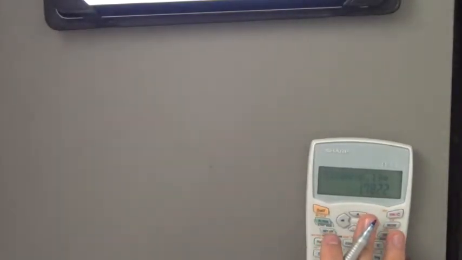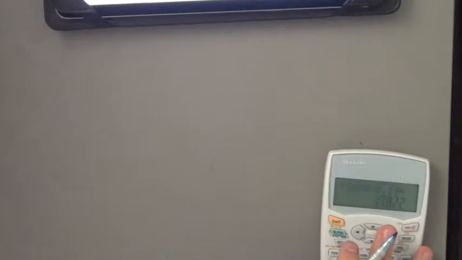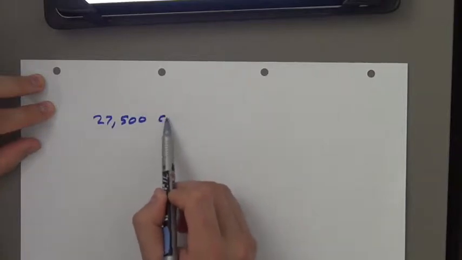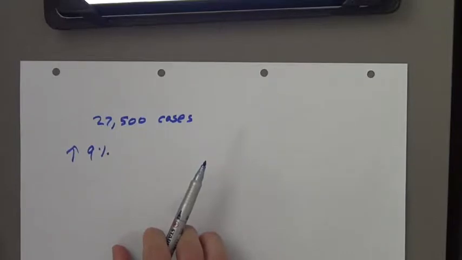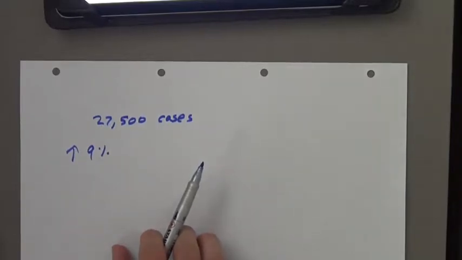Right, next question. During one summer, there were 27,500 cases of salmonella poisoning in Britain. The next summer, there was an increase of 9% in the number of cases. Calculate how many cases there were in the second year. Okay, so first year there was 27,500 cases. Then there was a 9% increase in the cases the following year. And it asks us, just double check, how many cases were there in the second year.